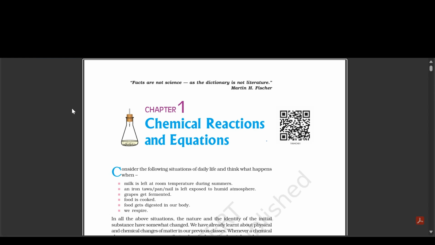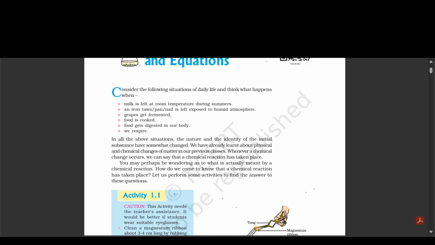So in this chapter, we are going to deal with the equations where any chemical reaction takes place, and we'll be discussing what all observations are observed, any color change or any product that you can see, maybe a colored product, a precipitate, and so on, right? Now these are the examples that they have quoted in NCERT.